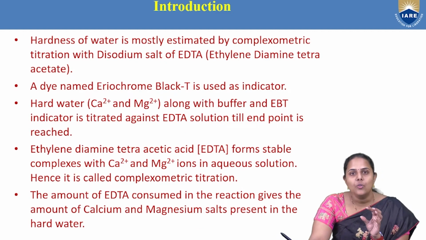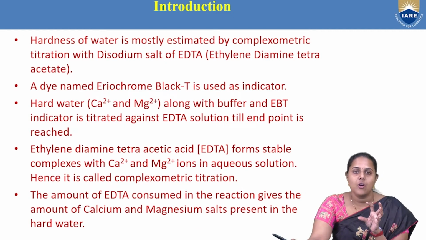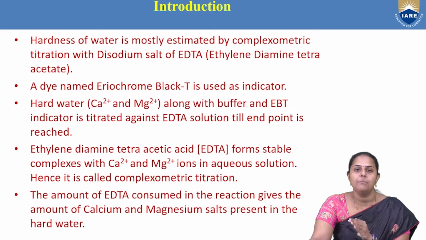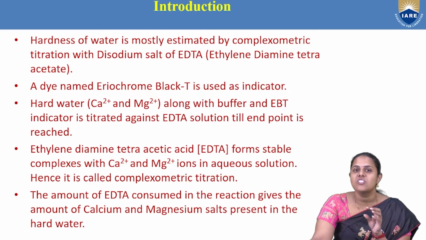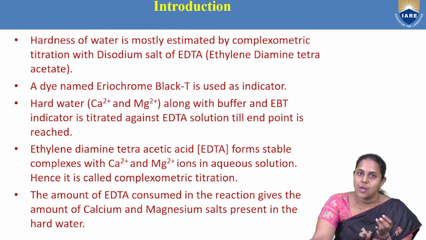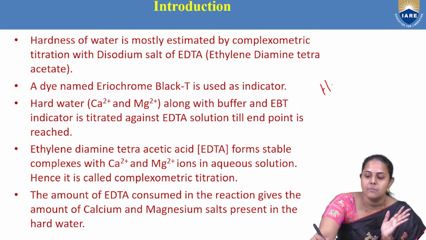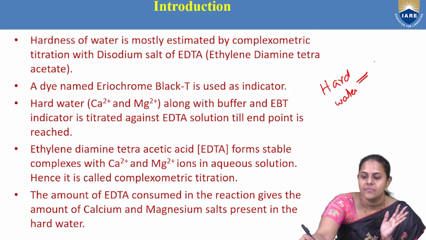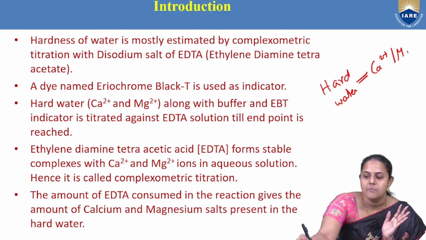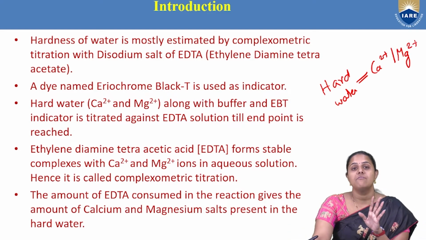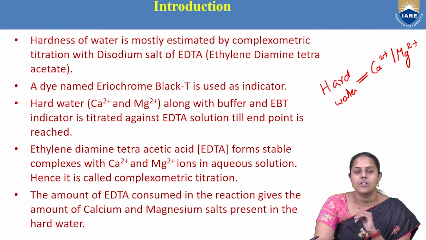Now, let me give a brief introduction of what will happen in this experiment. Then we will jump into the principle and procedure. See, already I told what is hardness of water. Hardness of water is caused because of the presence of chlorides, sulfates, nitrates, carbonates and bicarbonates of calcium and magnesium. Hard water means calcium ions or magnesium ions. Both are responsible for hardness of water.